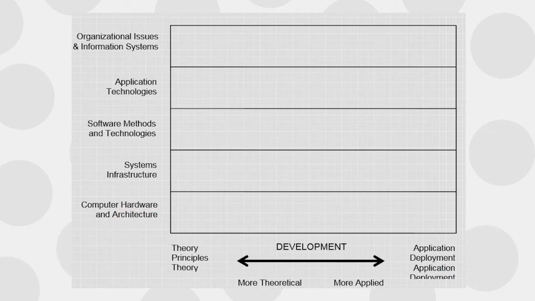In the y-axis, we have 5 categories from top to bottom: organization, application technologies, software technologies, system infrastructure, and computer hardware. It goes from the top, focused more on organizations and people, to the actual devices and data. So without further ado, let's get started with these 5 subcategories.